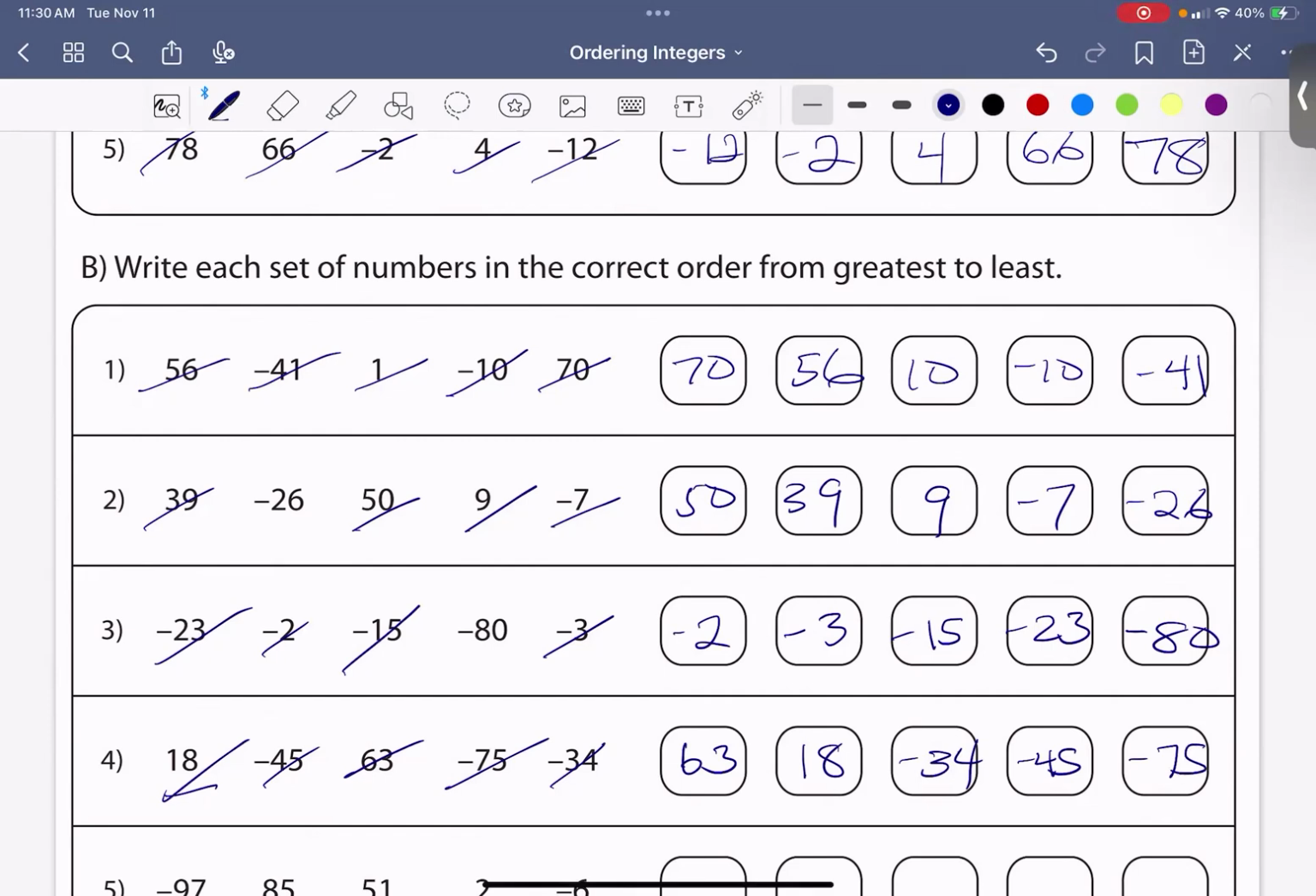So this is how you order integers, and I recommend using a thermometer in the beginning to help you on your integer journey. Good luck.